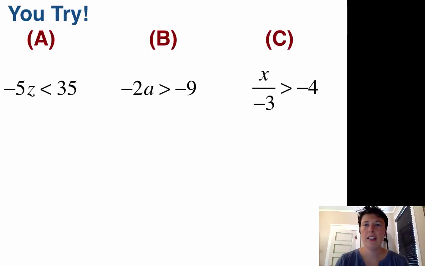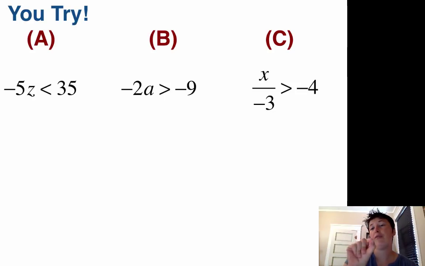Okay, one more. Letter C. X over negative 3 is greater than negative 4. Again, pause the video, go ahead and solve and graph. Okay, last one to check. So you've unpaused the video, you've got this one done. You put your line down the middle.